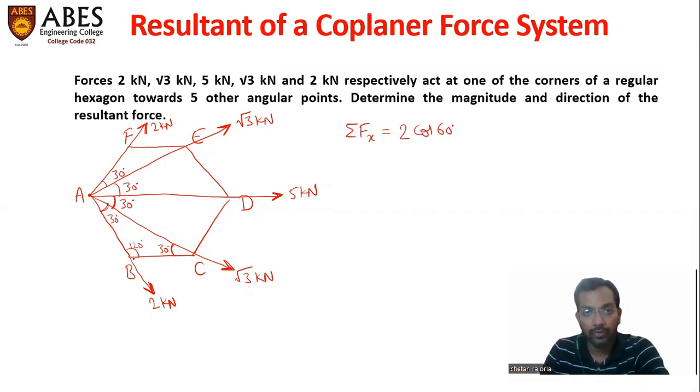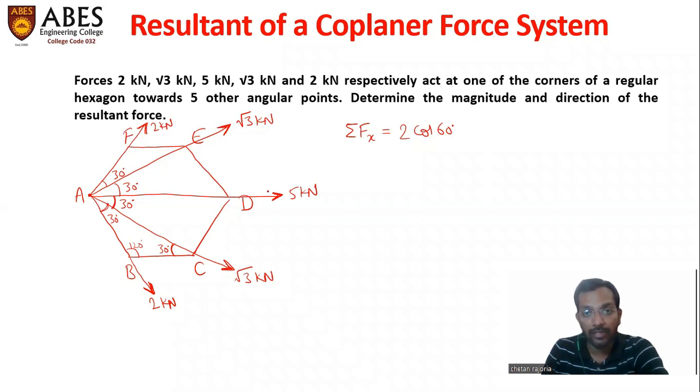Okay, this is 2 cos 60 degree. Now let's consider the next force. The next force is √3 kilonewton. Now this force is acting at an angle of 30 degree with the horizontal. And one more thing: the horizontal resolved part of the previous force is acting towards the right hand side. Therefore, we are assuming the right hand side direction as positive.